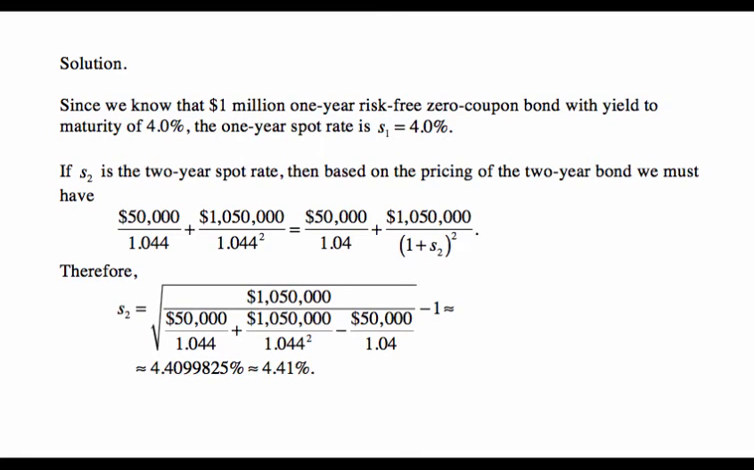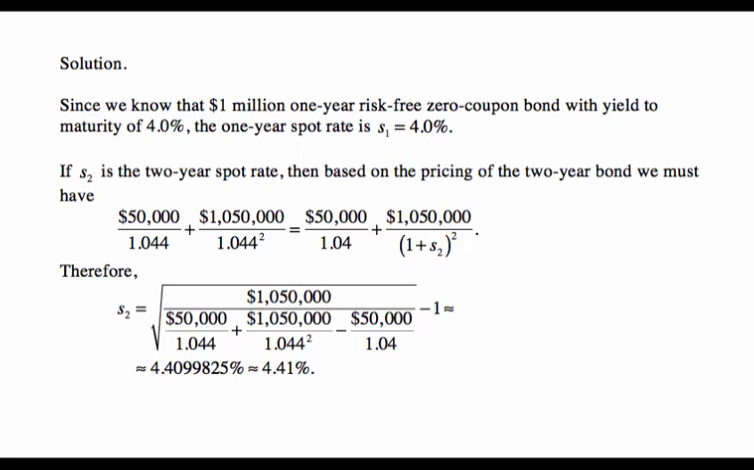Okay, so let's take a look at this. We know that a $1 million 1-year risk-free zero coupon bond has a yield to maturity of 4%, but this is a single payment. And for a single payment, the yield to maturity and the spot rate are the same thing, because the spot rate is defined as the yield to maturity of a zero coupon bond for the corresponding maturity. So the 1-year spot rate in the market is 4%.